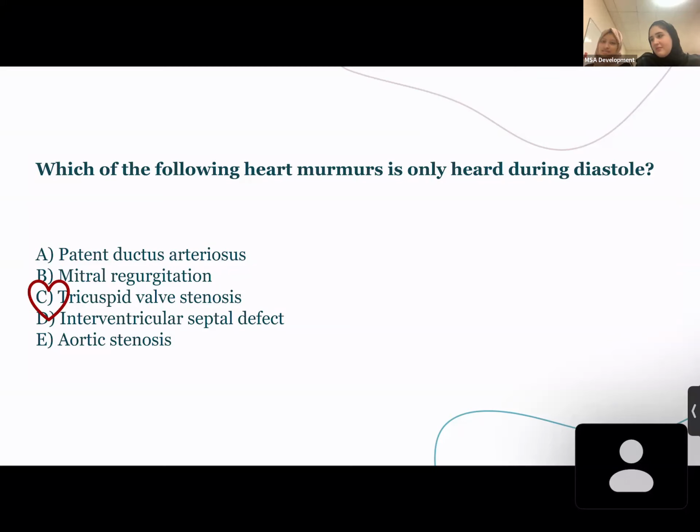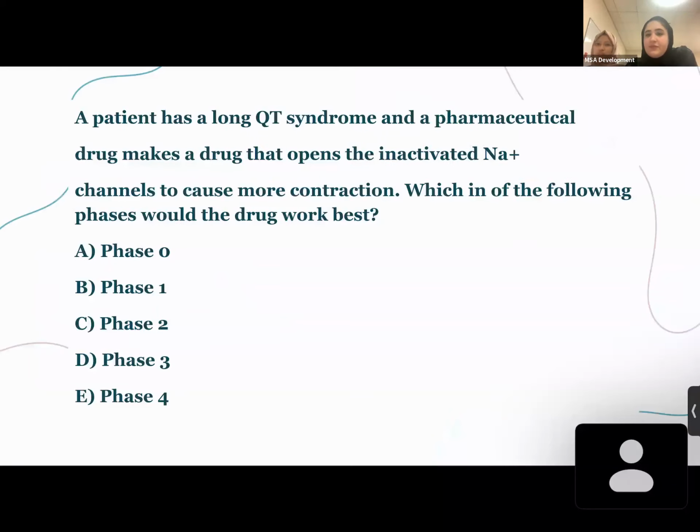Okay, that's good. If you guys don't have any more questions, we'll move on. So a patient has long QT syndrome and was given a drug that opens the inactivated sodium channels to cause more contraction. Which of the following phases would the drug work best at?